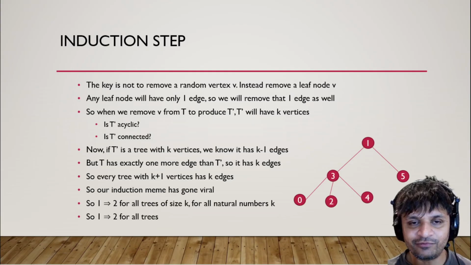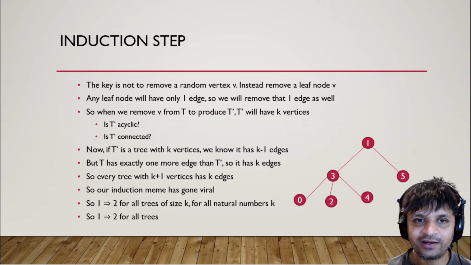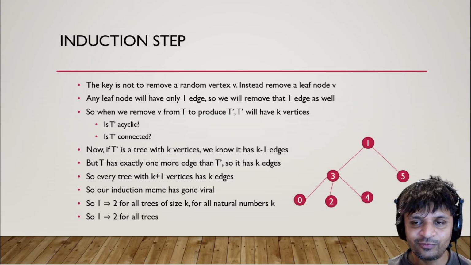Now, if I remove a leaf node, is T prime necessarily acyclic? Well, yes, because remember T was acyclic and I removed stuff, so I couldn't have introduced a cycle. Is T prime connected? Well, now because I removed a leaf node, which didn't have any children, it still is connected, right? Like I said, if I remove 0, I can still get from anywhere to anywhere else.